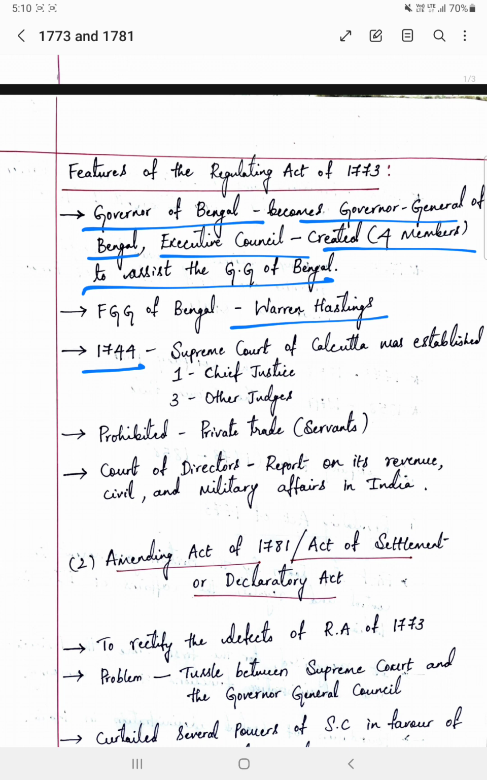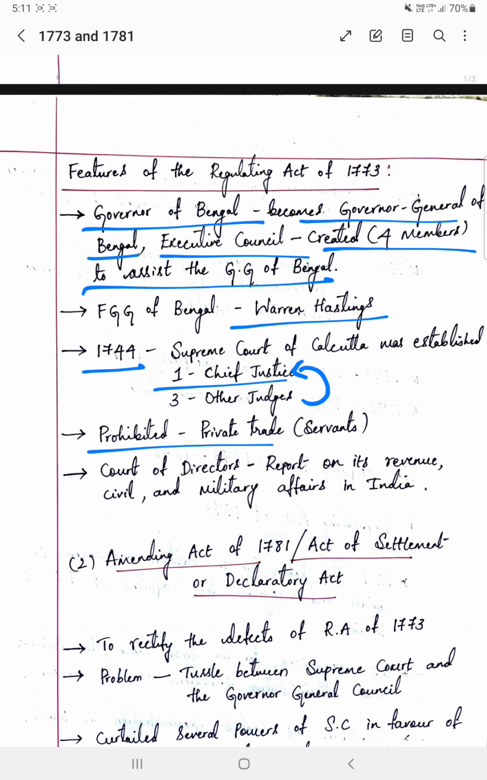In the year 1744, Supreme Court of Calcutta was established, and under Supreme Court also, one Chief Justice was appointed, and under him, three other judges were also appointed. For what purpose? To assist the Chief Justice of Supreme Court. This act also prohibited private trade. This was the actual reason why this regulating act was implemented. The servants, East India Company's employees, had engaged themselves in private trade. They were earning lots and lots of money through private trade. Through this act, the British government prohibited the private trade of the company's servants.